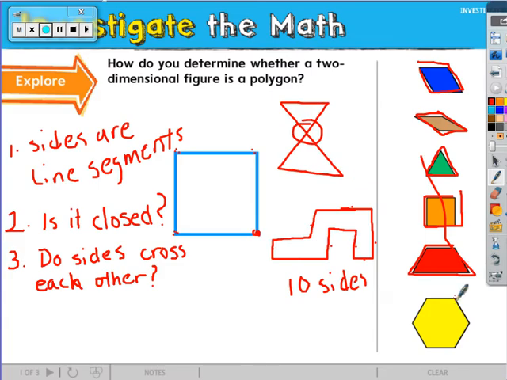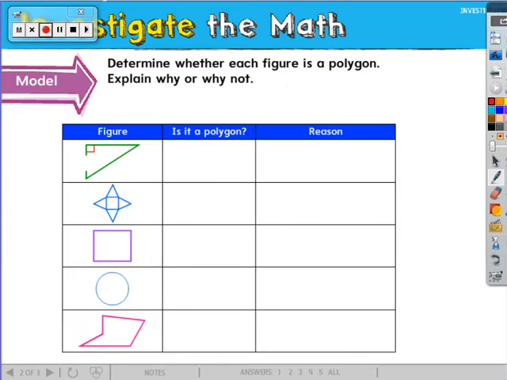This last shape has 1, 2, 3, 4, 5, 6 sides. What's it called? Octagon. Oh, hexagon. Octagon has 8 sides. Okay, is it a polygon? Yes, it is. All right.